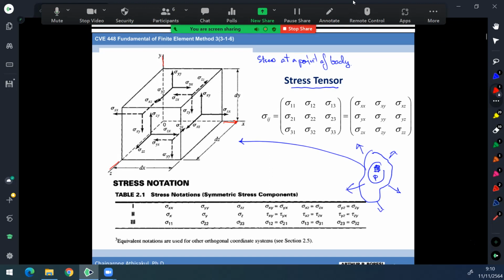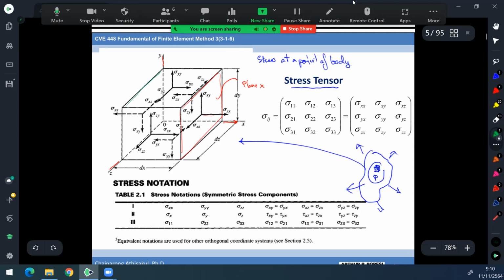And we call the plane that is perpendicular to the x-axis plane x. Also, the plane that is perpendicular to the y-axis, we call plane y. And the plane that is perpendicular to the z-axis, we call plane z.